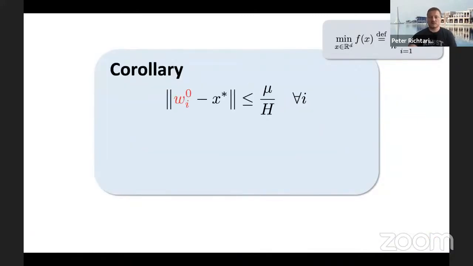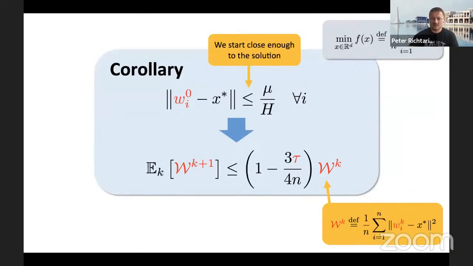So as soon as I'm close enough to the solution with every wi, then the expected Lyapunov function is going to decrease at the rate 1 minus 3/4 of the mini batch size divided by data set size. So this is a linear rate, obviously, but you can see there's no conditioning anywhere. It's independent of condition number. And this is precisely what we wanted. We wanted to have a rate which is independent of condition number.